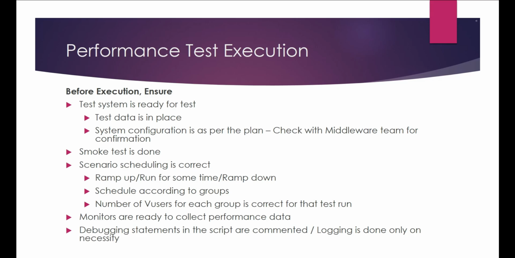Before proceeding with the performance test execution, ensure that the test system is up and running. You can check this by manually triggering the launch URL of the application. Check if all the test data required for completing our test is in place or not. Check if the system configuration is as per the plan. In case you are not aware of this, please check with the middleware team for confirmation.